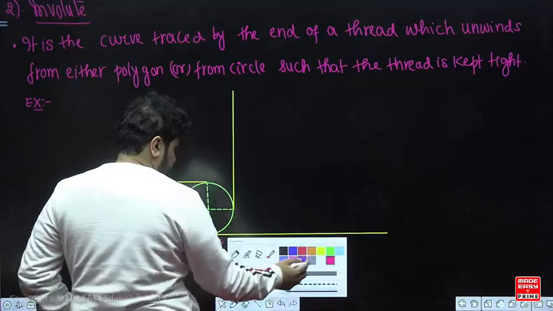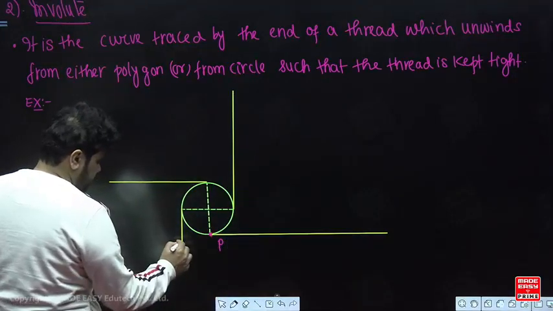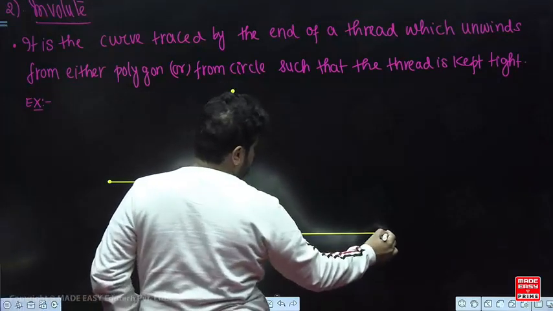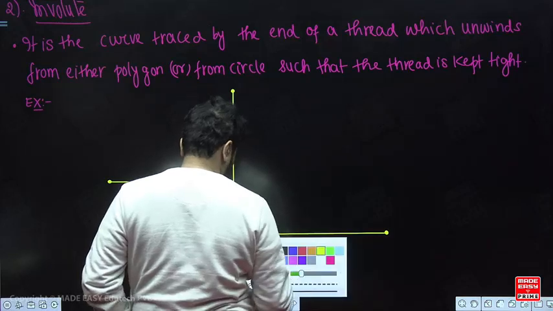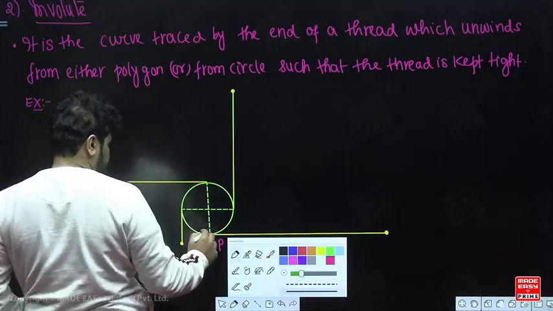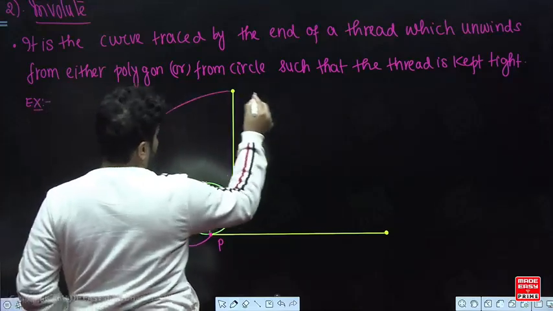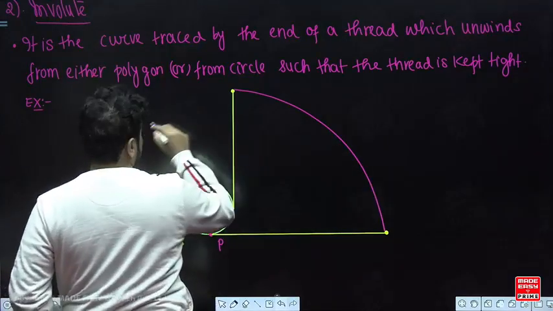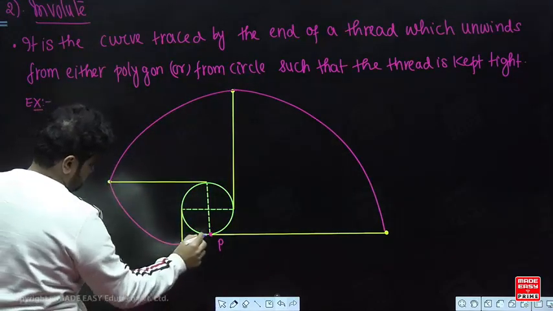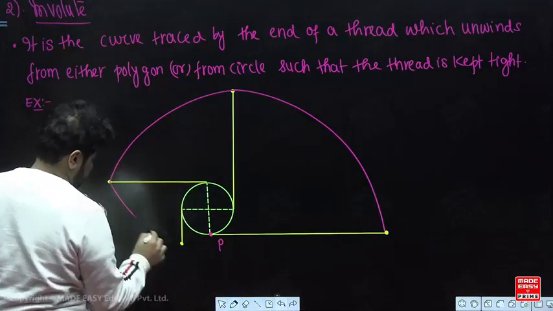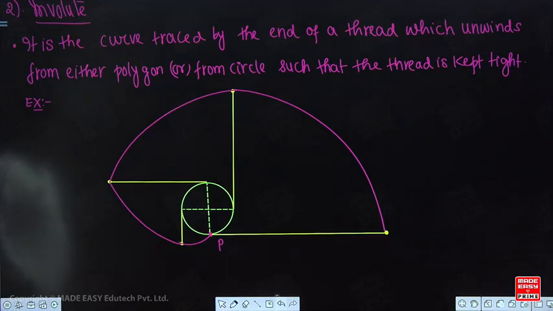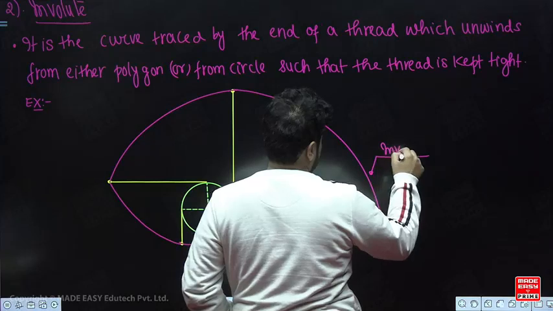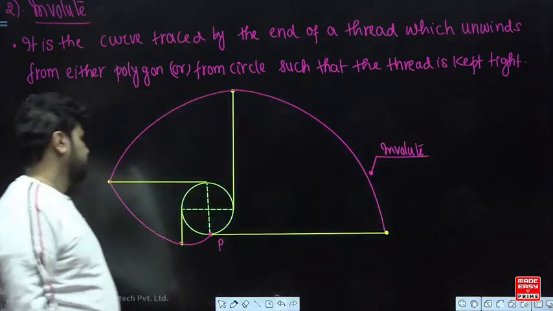Finally the thread will be something like this, right? So initially the end of the thread is here, and as you open it, it comes here, and as you open more, it comes here. So what you have to do is join these points, right? Isn't it? So this is called an involute. Did you understand? This is what we call an involute.